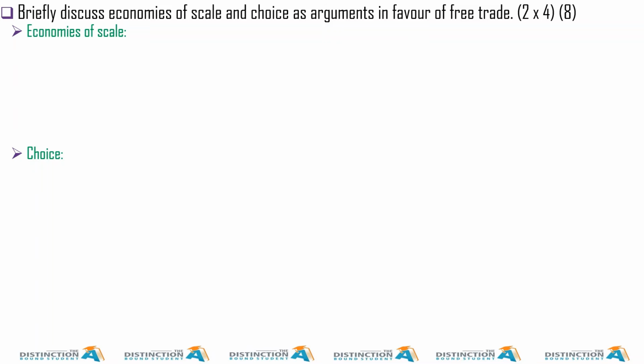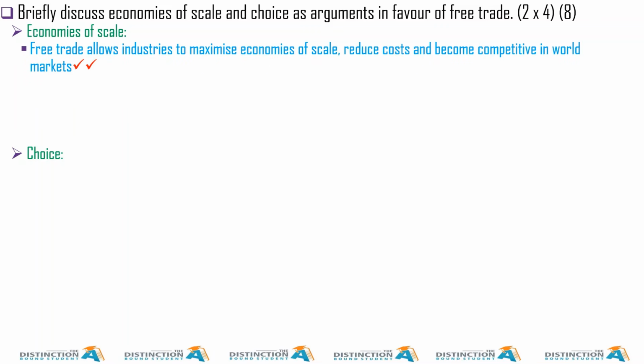Right, the next one: briefly discuss economies of scale and choice. Also, you have two things here, so it's easy for you to just separate them. You discuss economies of scale, you finish, and then you discuss choice as arguments in favor of free trade. Free trade is when countries are trading freely. One of the things that is repeated over and over again is economies of scale. You can make things cheaper because you are specializing. So free trade allows industries to maximize economies of scale, reduce costs, and become competitive in the world. And competition is a very good thing, right?